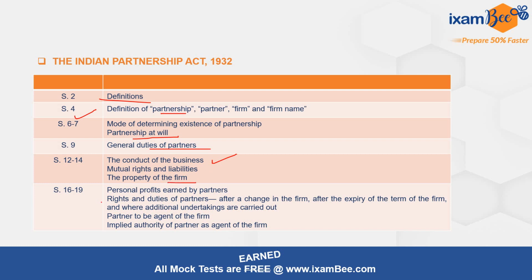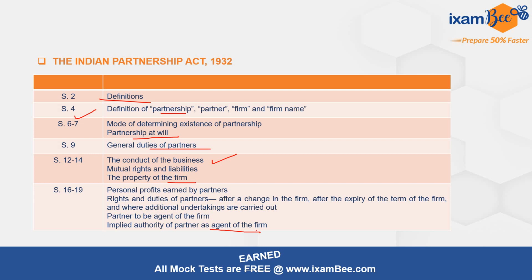Now section 16 to 19 ये किन चीजों के बारे में बात करता है, जो भी पर्सनल प्रॉफिट्स अर्न्ड बाय पार्टनर्स हैं उससे रिलेटेड प्रोविजंस. Then rights and duties of partners क्या होगा in case there is a change in the firm after the expiry of the term of the firm and the related aspects. Then partners are to be the agents of the firm, implied authority क्या होगी of partner as an agent of the firm.